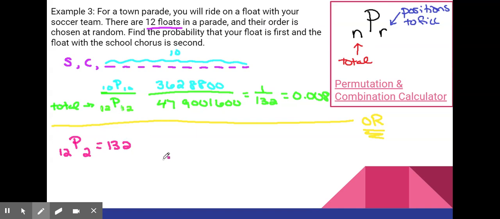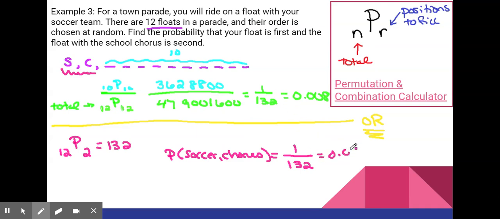And then from there, the probability of choosing soccer first and chorus second, well, that is 1 out of the 132 ways we could possibly get it, right? It's one way because this is the only way I want it. Soccer first, chorus second. That's only one option out of my total ways. Either way, you are going to get the same value. You get 1 over 132 or about 0.008 or 0.8%. If people want to write them as percentages, that's fine too. Okay, but that is another option, another way you can look at it.